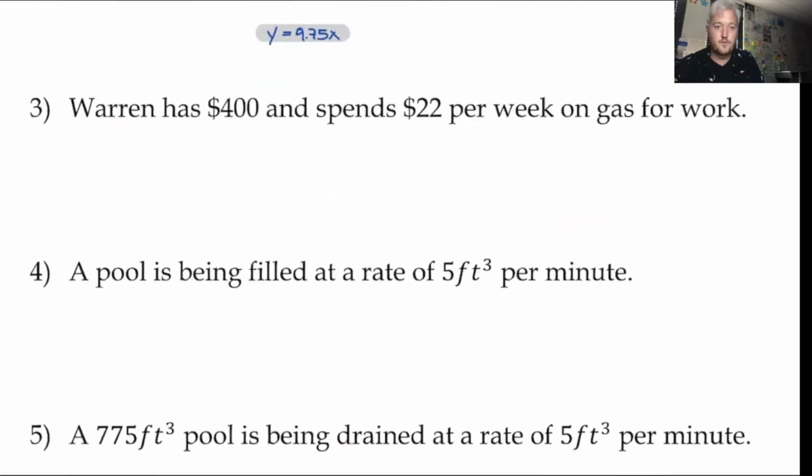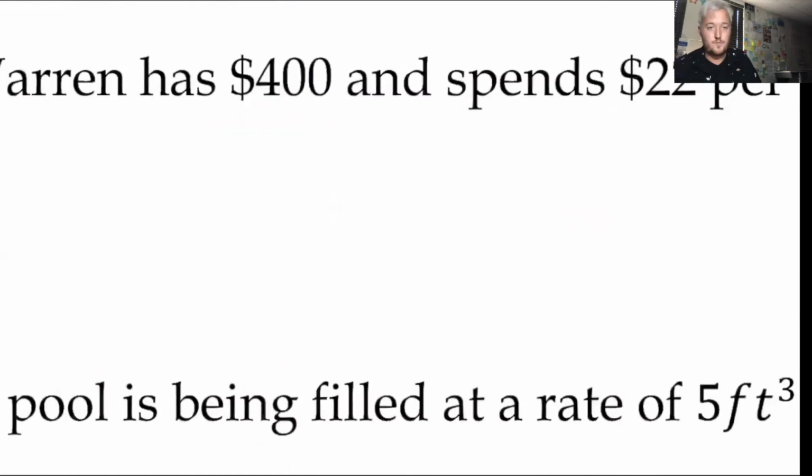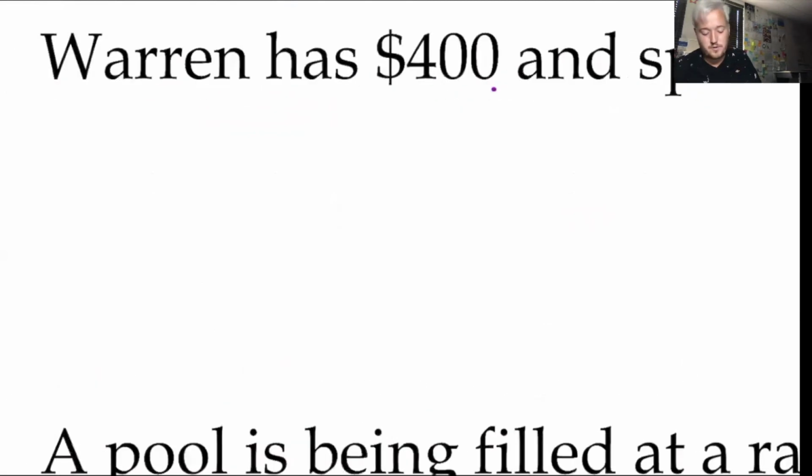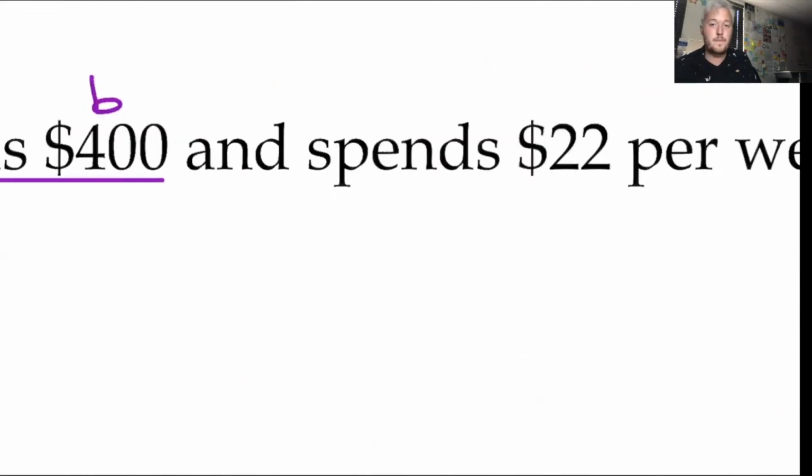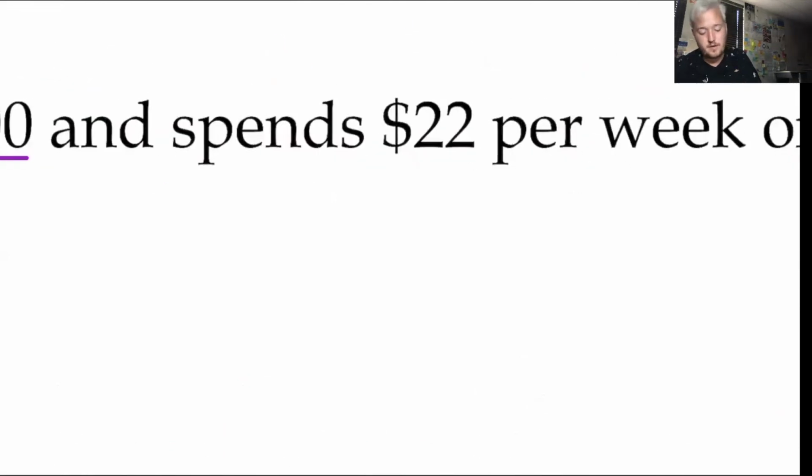So Warren has $400 and spends $22 per week on gas for work. He has $400, so this is what he's starting with. This is his initial amount, so this is your b value. Now notice here, it says per. So this is your rate.